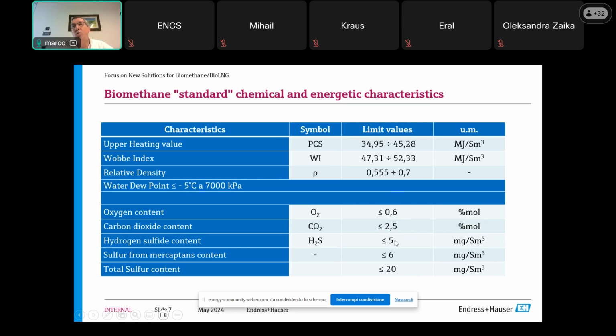The hydrogen sulfide, the H2S content, which must be lower than 5 milligrams per standard cubic meter, which corresponds to less than 3 parts per million, a very low concentration. The sulfur content derived by the presence of mercaptans, and this is a measurement normally done after the deodorization, and the total sulfur content, which is an analysis which is done in a non-continuous way from time to time.